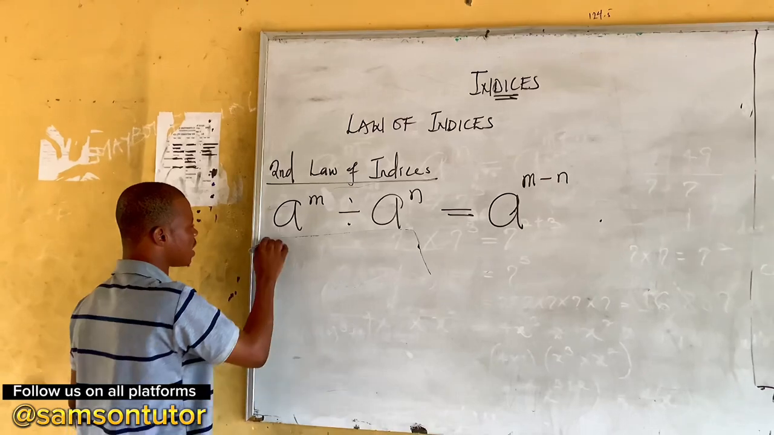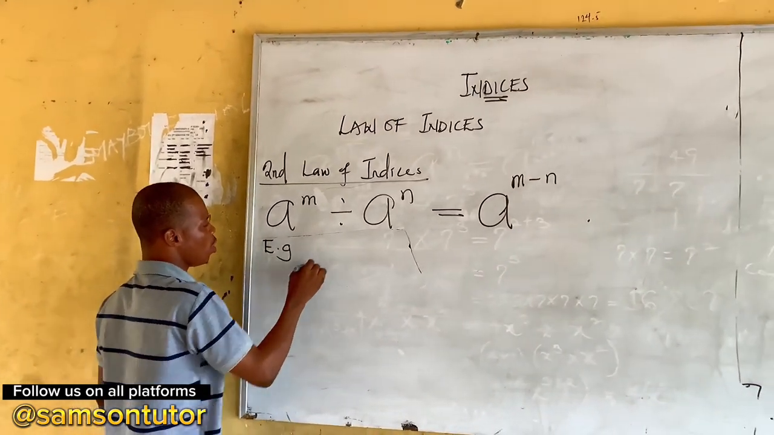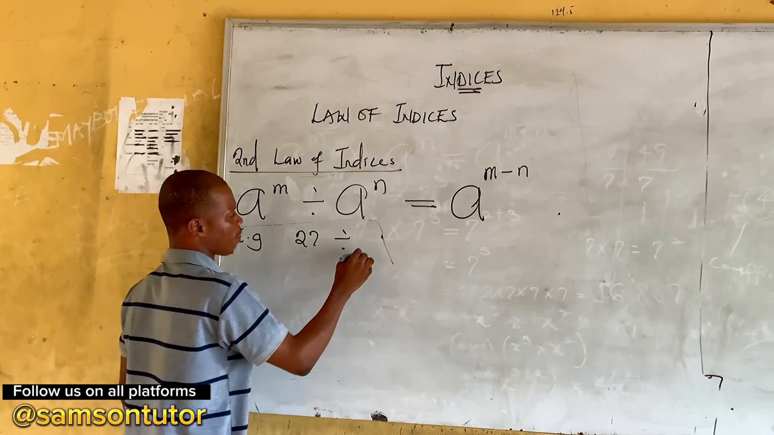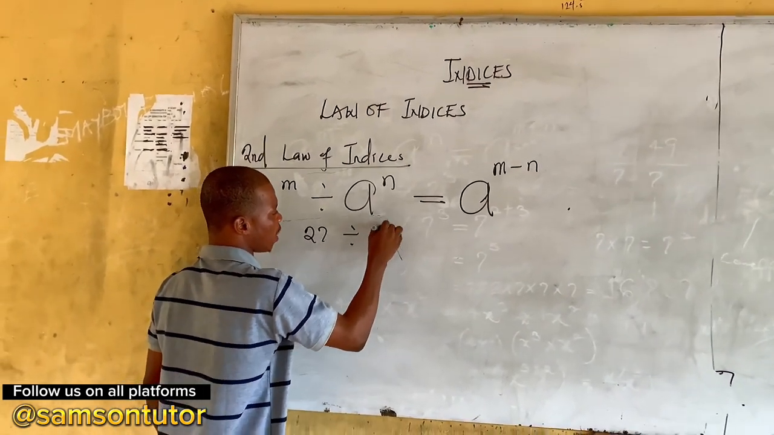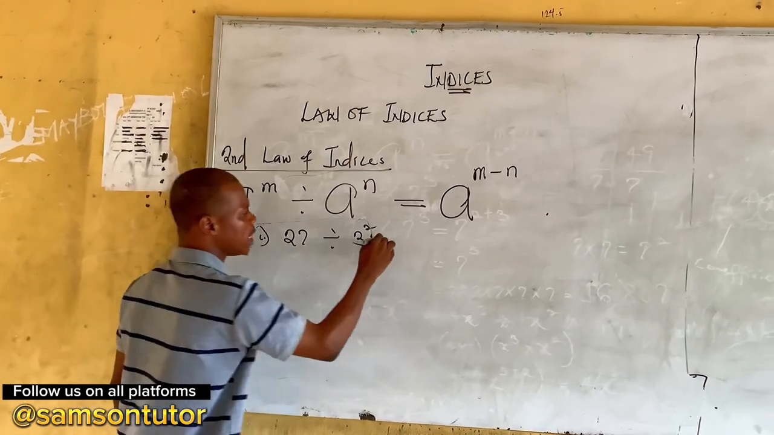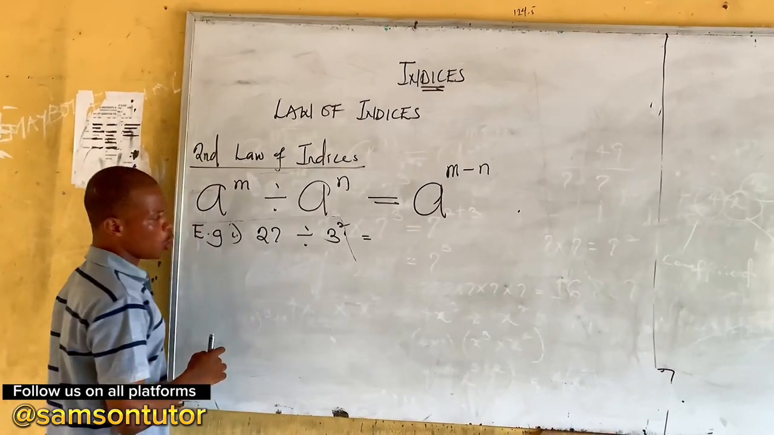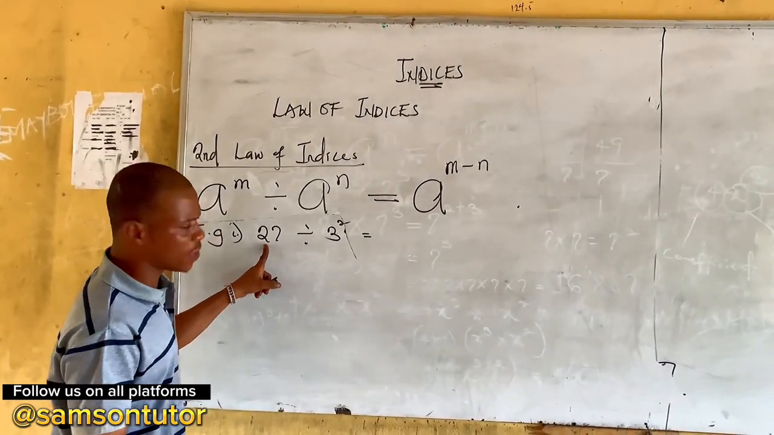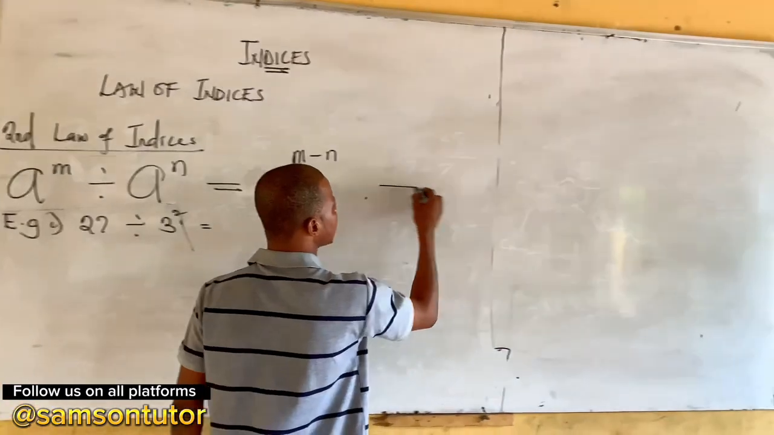Now, we give an example, for example, 27 divided by 3 raised to the power 2. That's example one. In this instance, do they have the same base? No, they don't have the same base. But we can reduce 27 to the lowest base of 3. In this instance, we can do it like this.